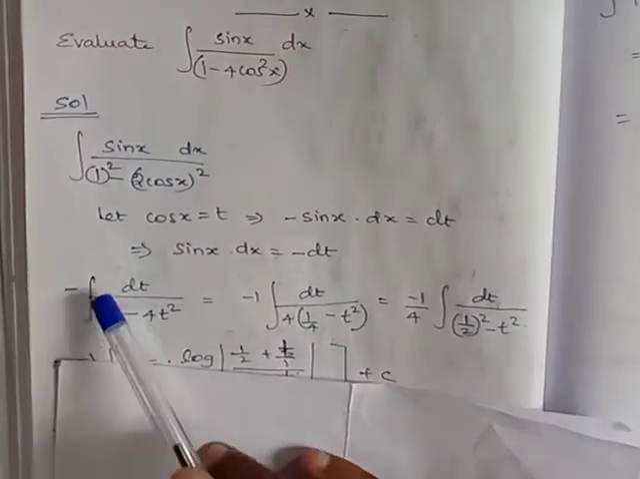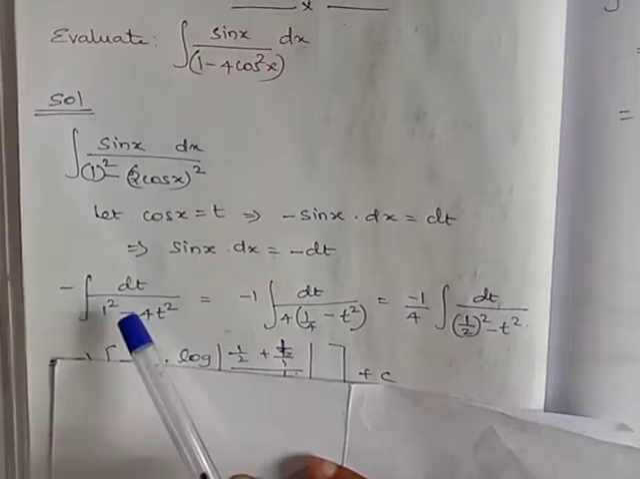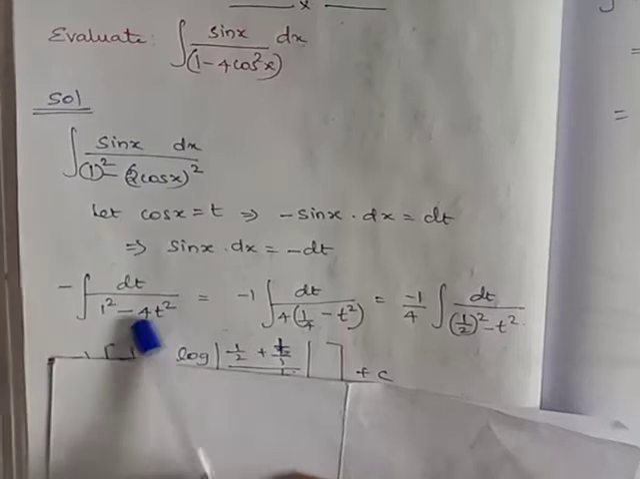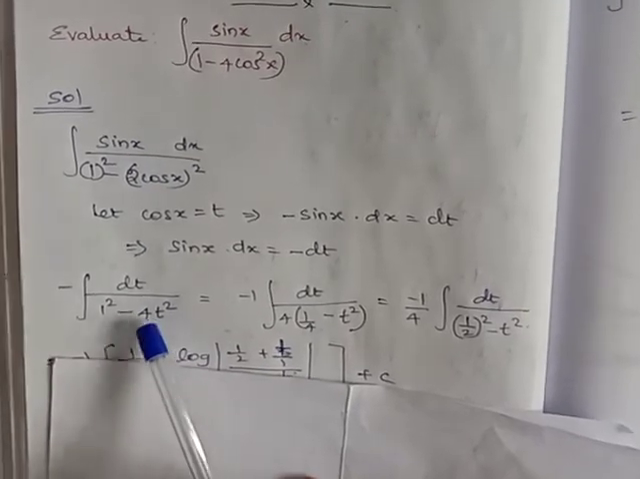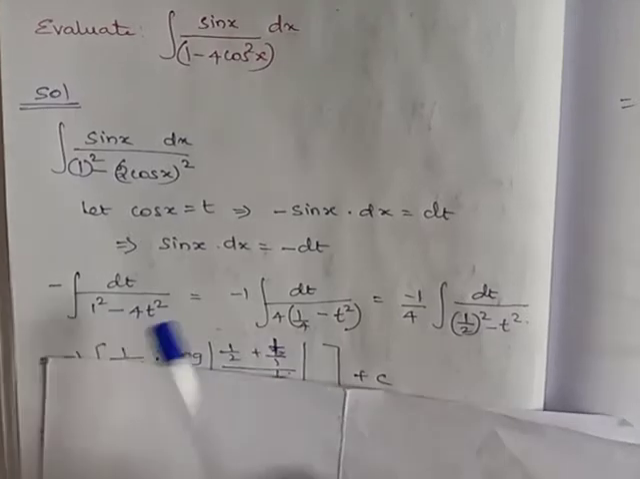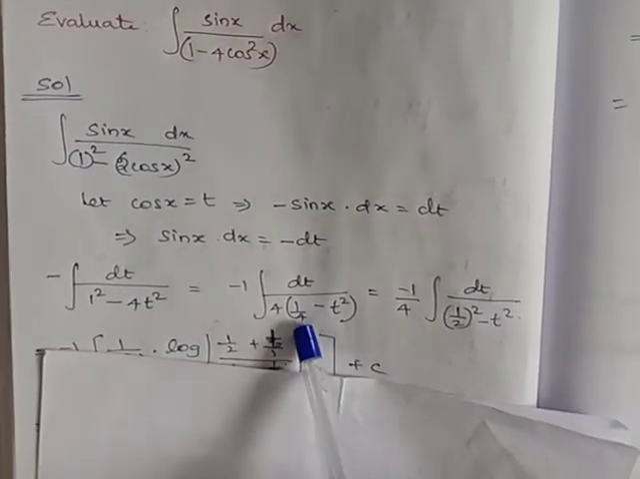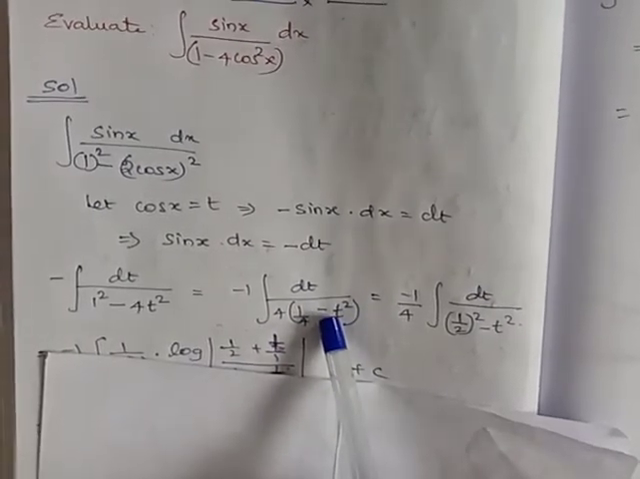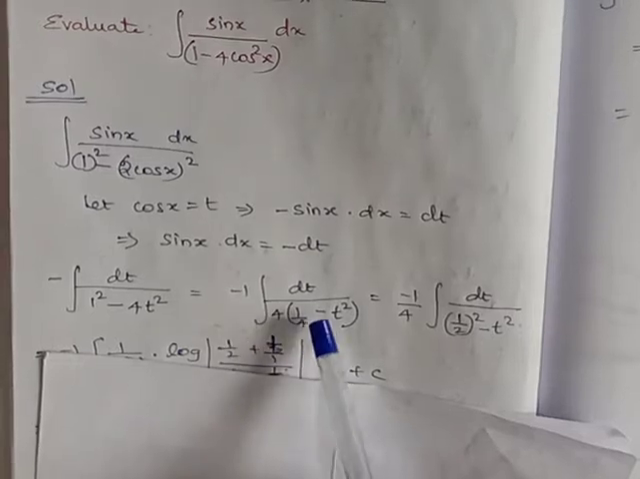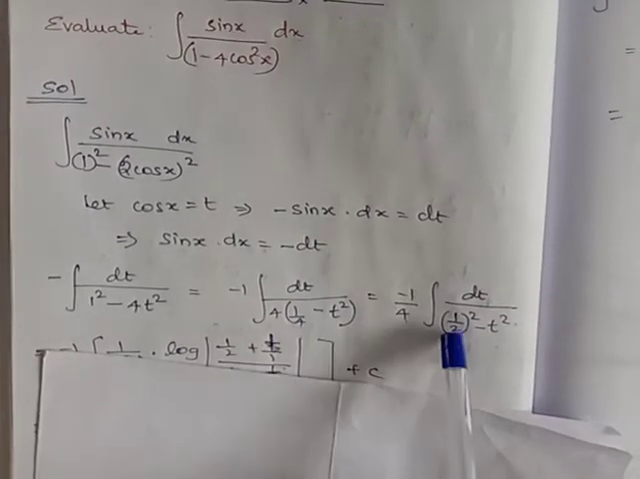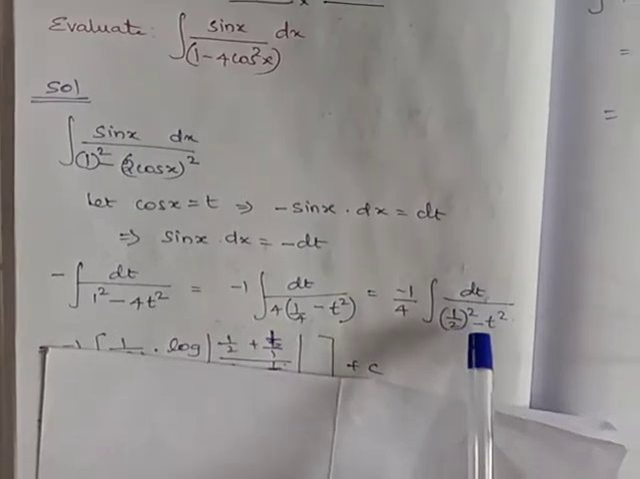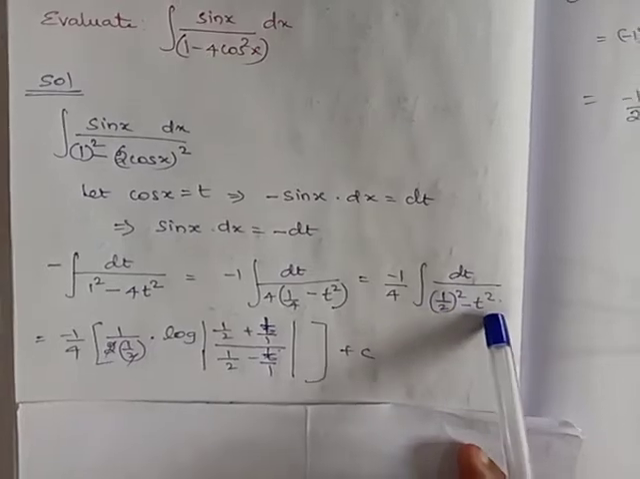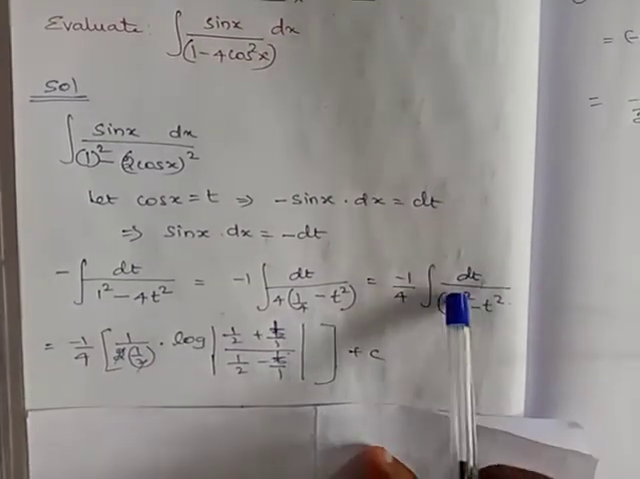You know that it comes in the form of a quadratic expression without middle term, and the coefficient of t square should be 1. In order to make the coefficient of t square as 1, we are taking 4 as common in the denominator. So when we take 4 as common in the denominator, we get 1 by 4 minus t square. Now the coefficient of t square is 1, but the constant also should be written in the form of square. So 1 by 4 can be written as 1 by 2 whole square minus t square. Now it is in the form of integration of dx divided by a square minus x square formula, so we can apply that formula.